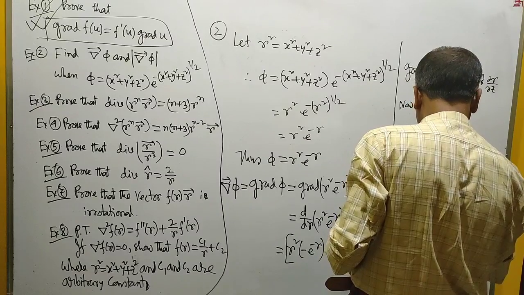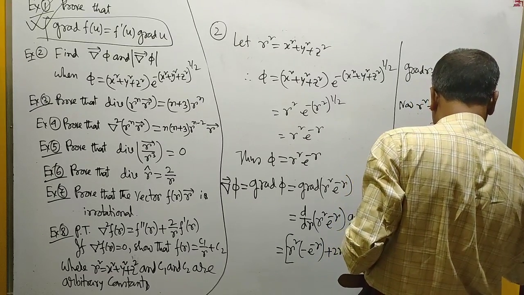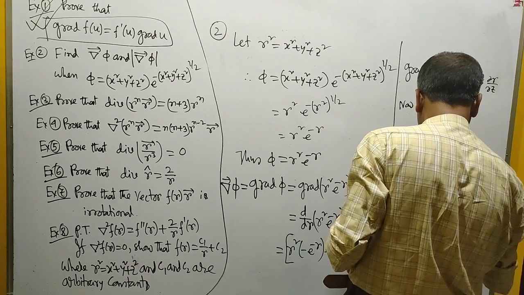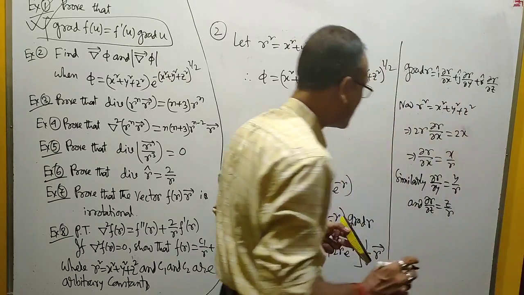Similarly, del r by del y equal to y by r and del r by del z equal to z by r. You will get this one.